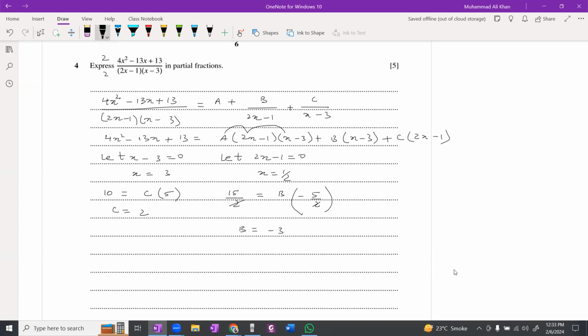So you will get a term of x squared, and there is no more x squared in the whole equation. So what will be the coefficient of x squared? It will be 2a. So we can say that 2a equals 4, the left hand side. So the value of a is 2. So these are the values of A, B, and C, which we have to calculate in this partial fraction question. Hopefully it is clear. A simple question of 5 marks.